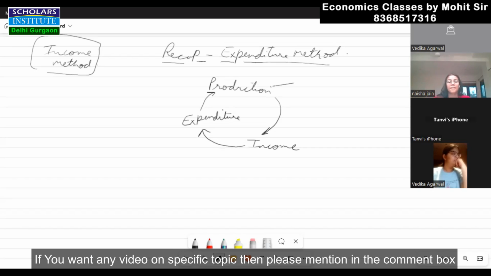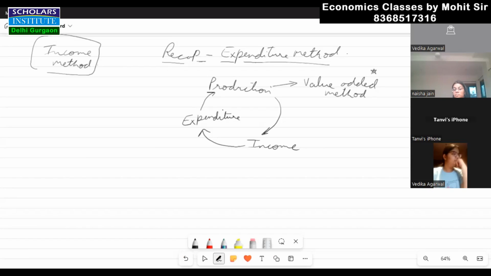So for production, we have discussed the method called value added method, which Tanvi you had missed. So I will be doing it in a separate class with you. Don't worry about it. We will cover this. Income method we discussed previously, for which we did some numericals also. So it is done. Today we have to start with the expenditure method. Okay.